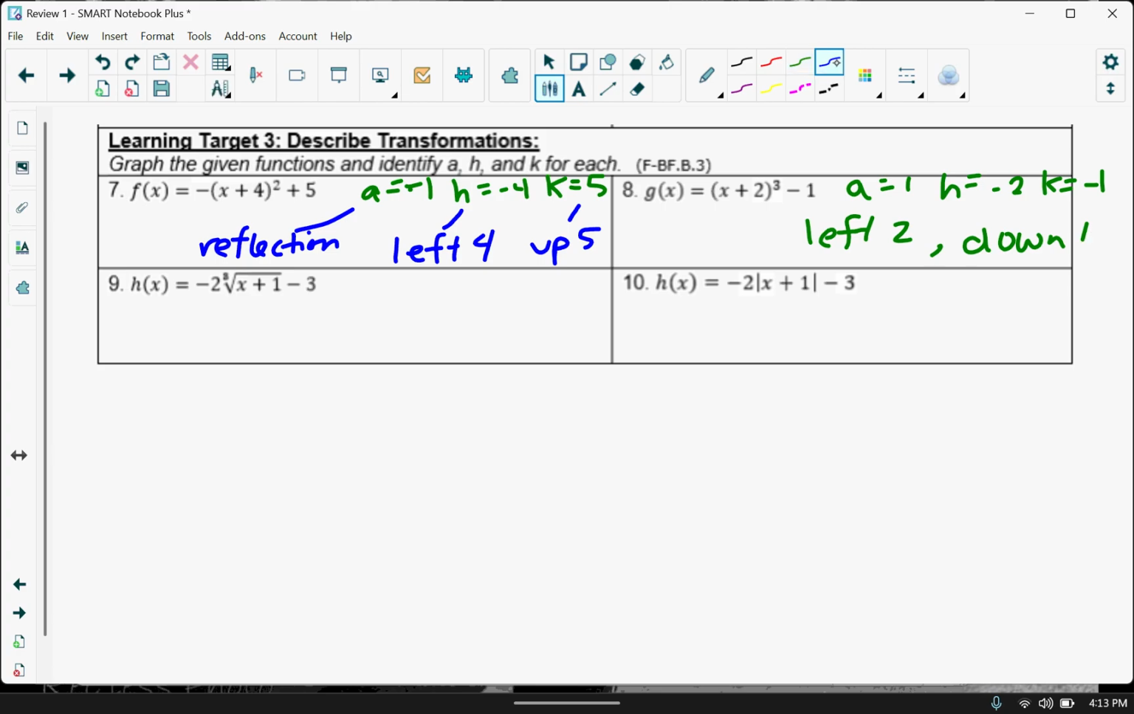Okay, next is cube root. So a, h, and k never change though. A is in the front, h is inside with your x, and k is at the end. So that means a is equal to -2, h is equal to -1, and then k is equal to -3.